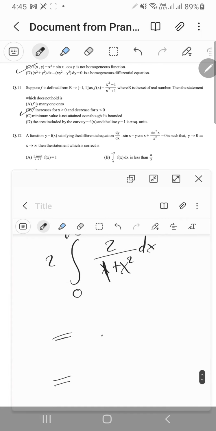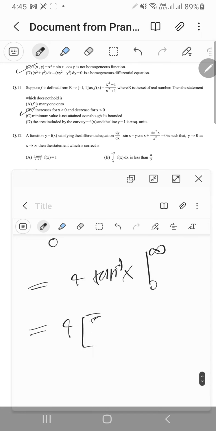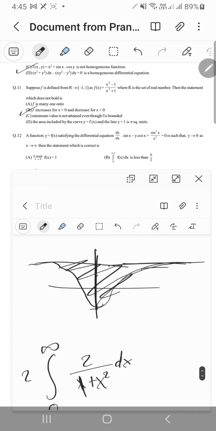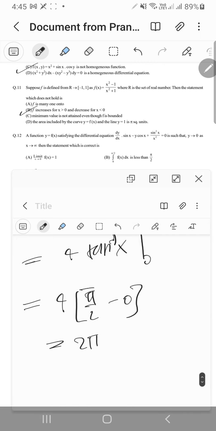So it is 4, and this thing is just tan inverse x from 0 to infinity. So 4 into pi by 2 minus 0. So it's just 2 pi. Wait, it's just 2 pi. Let's check this once again. Of course, it's just 2 pi, not pi. Yeah, I guess that's correct. The line y equal to 1. Yes, next question.